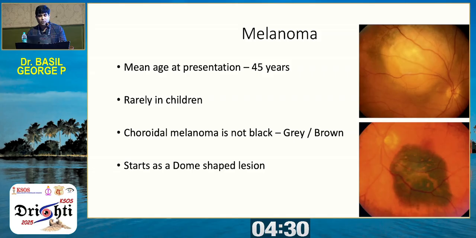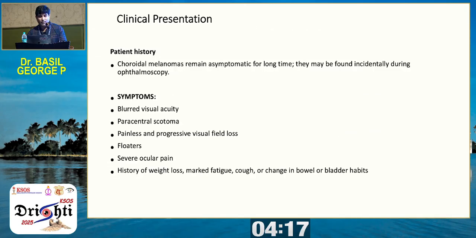Now, coming on to the melanoma, the mean age of presentation is about 45 years. It is rarely seen in children. And the choroidal melanoma is not actually black, but it can be gray or brown. It starts as a dome-shaped lesion. The symptoms include blurred visual acuity, paracentral scotoma, floaters, and severe ocular pain.